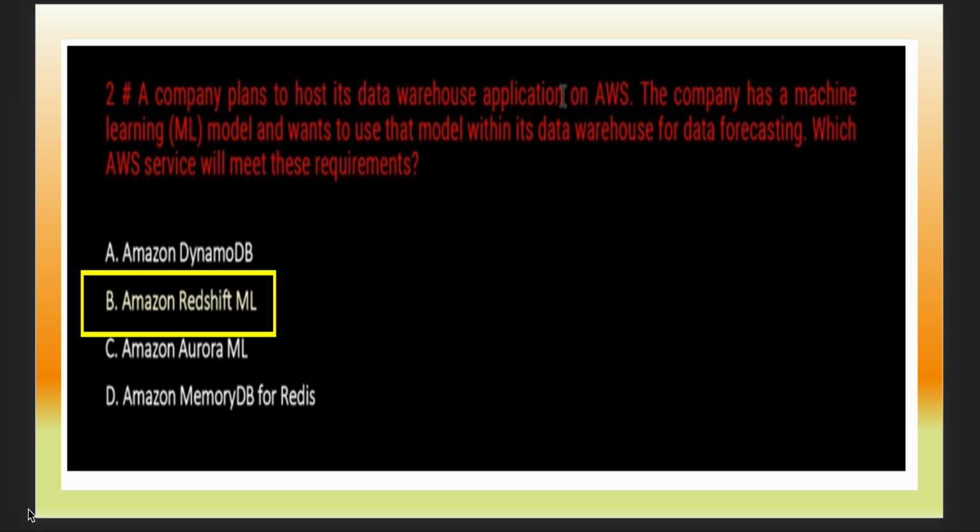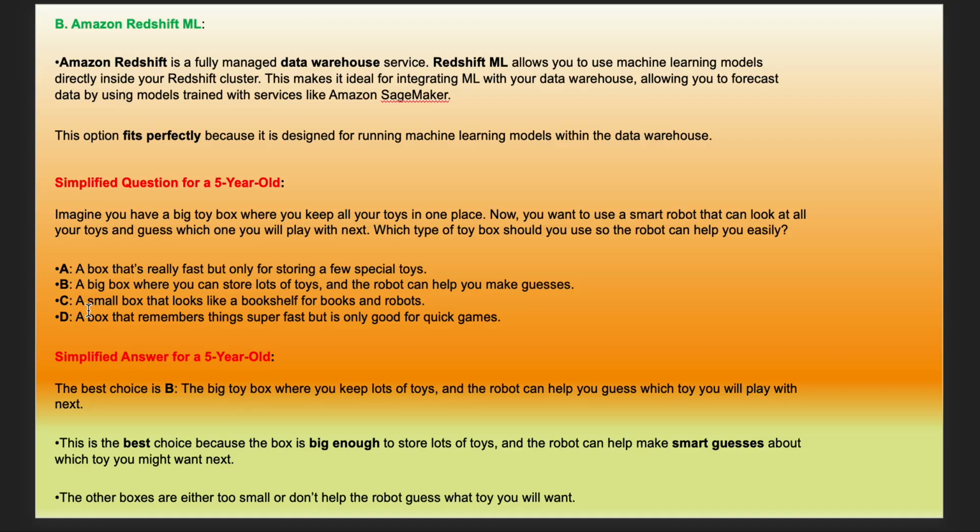So the question is, it wants to host its data warehouse application and it is also using a machine learning model for forecasting. Which AWS service is good for this? The answer is Amazon Redshift ML. Amazon Redshift ML is good for data warehouse applications and for data forecasting using machine learning. The explanation is, Redshift is a fully managed data warehouse service, right?